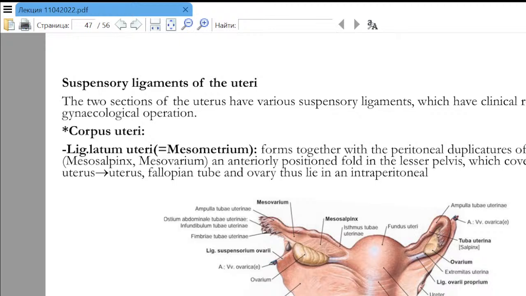An anteriorly positioned fold in the lesser pelvis which covers the body of the uterus, fallopian tube and ovary, which thus lie in the inner and intraperitoneal. Ligamentum latum uteri includes mesometrium, mesosalpinx, mesovarium.